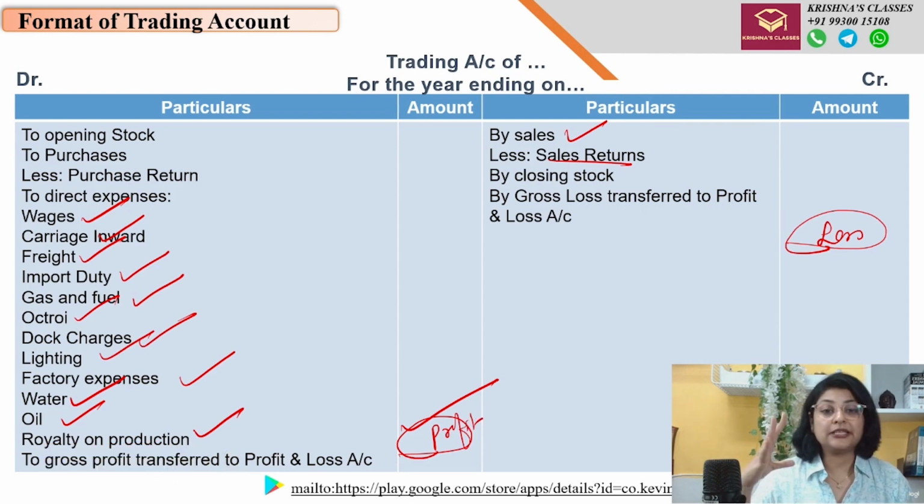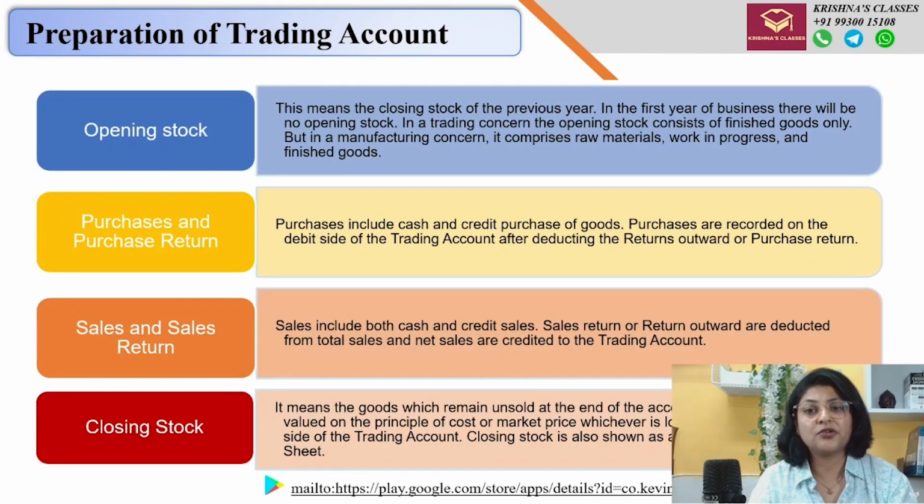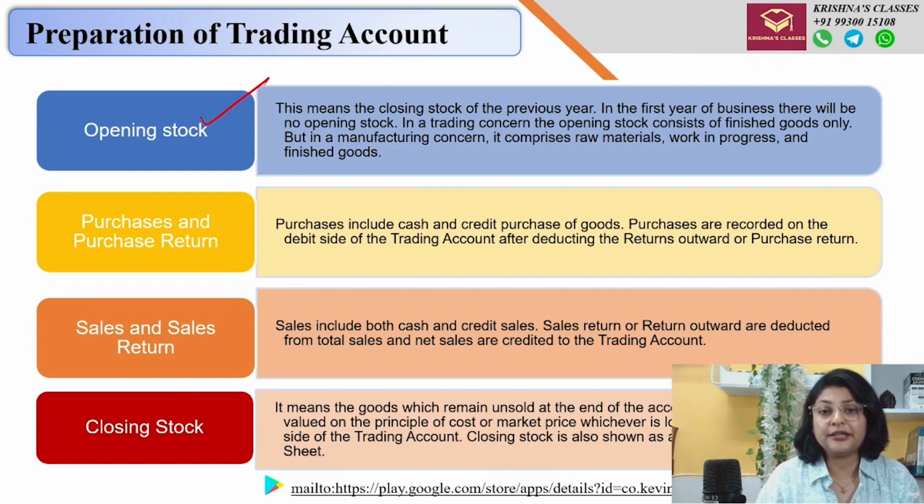Okay, so these are the items which come on the credit side and debit side of the trading account, and the end result which we get is known as gross profit or gross loss. Now let us go back and understand each item. What is opening stock? This means the stock at the beginning of the year. So if it is a trading concern, it will have only one type of stock, that is stock of finished goods. But if it is a manufacturing concern, it will have stock of finished goods, stock of raw material, and work in progress also. What is the meaning of work in progress?